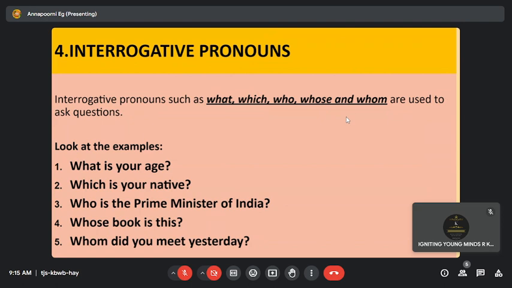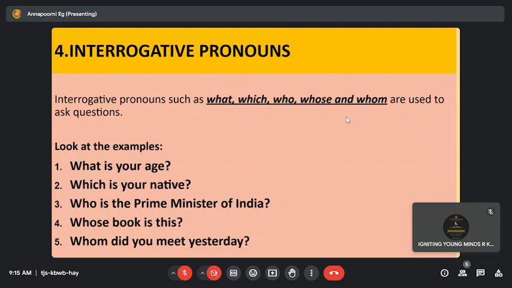So, interrogative pronouns are only 5 words: what, which, who, whose, and whom. What is kya, which is kiss, who is kaun, whose means whose book is this, kiska, and whom, kisko. Whom did you meet in the hotel? Kisko meet kiya. Okay, so what, which, who, whose, and whom are used to ask questions. For example, what is your age? So, what is an interrogative pronoun? Only 5 are there as interrogative pronouns.